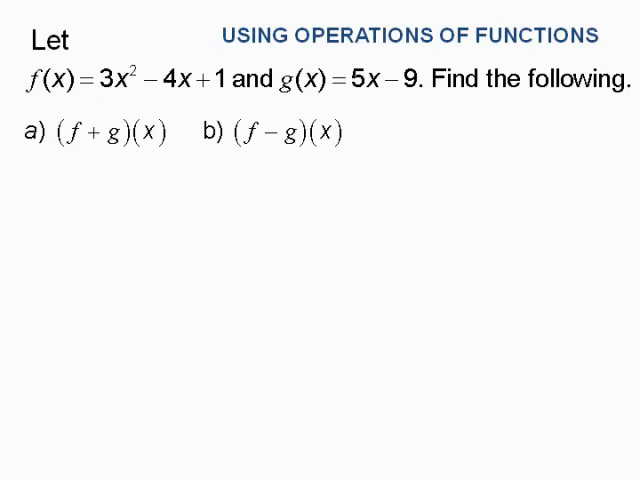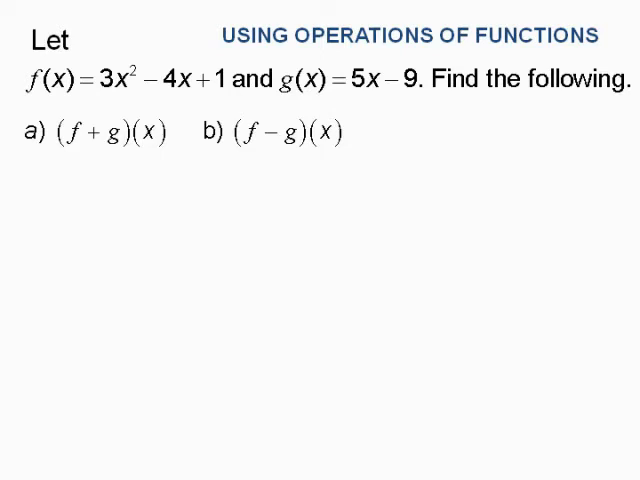Now let's do several examples where we don't get number answers, but we get polynomial answers. So I just created a few different functions here, and I said f of x now is 3x squared minus 4x plus 1, which hopefully you remember would be a parabola. And g of x is 5x minus 9, which would be a line.